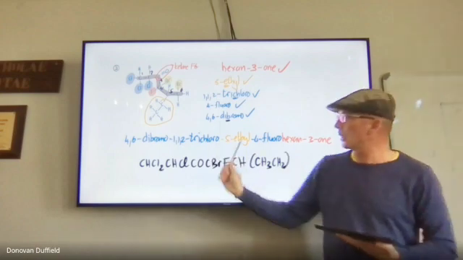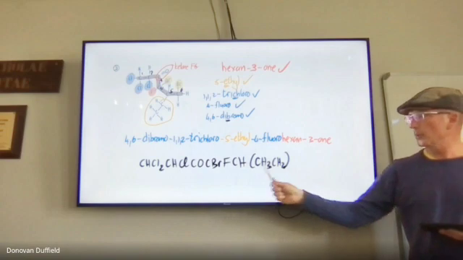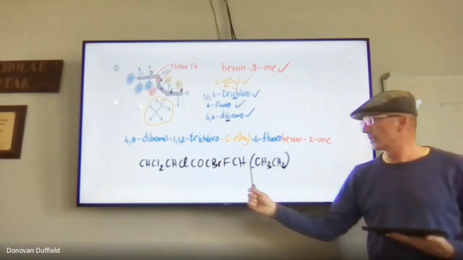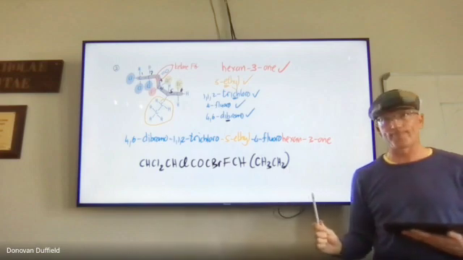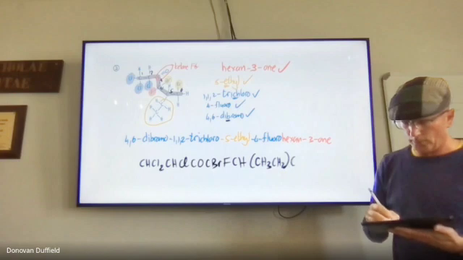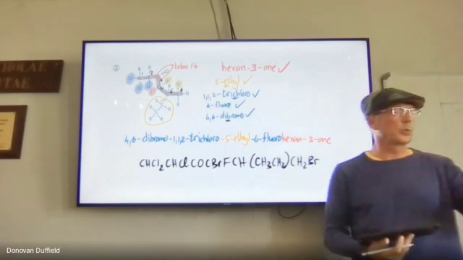And note that because it's indented, I put it in brackets. If I didn't put this in brackets, one could easily read that it's part of the main chain. This is telling you that it's branched. And then here we've got CH2Br.